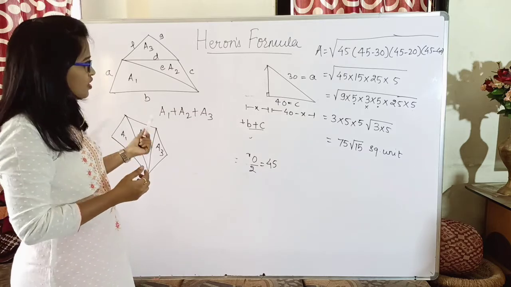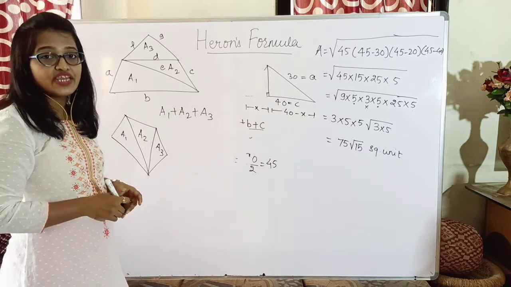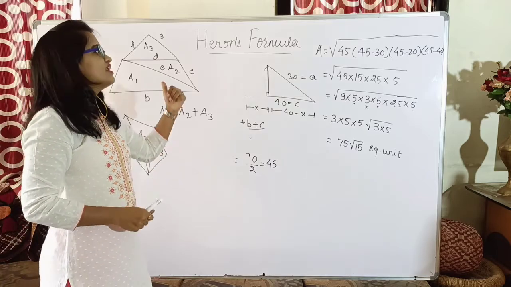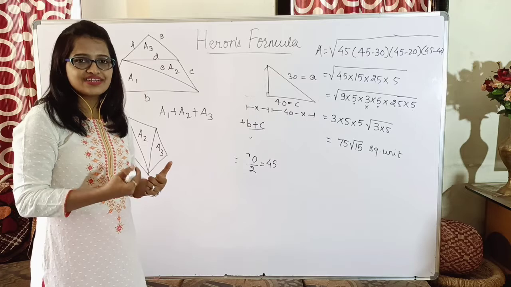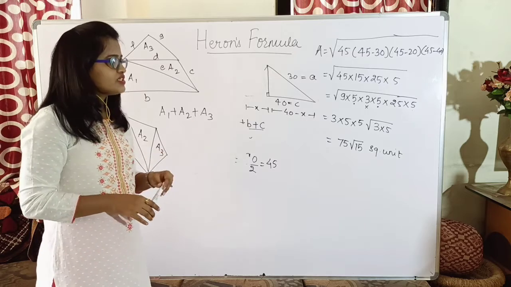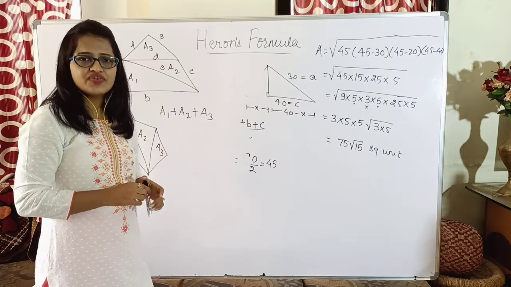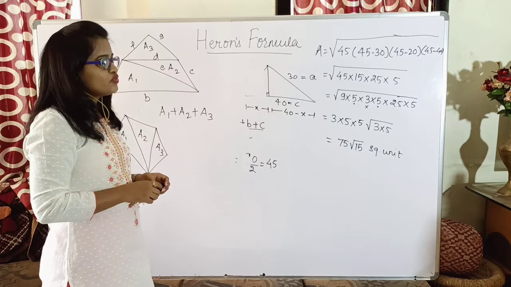Okay, so this is how we can find the area of any irregular polygon with the help of the Heron's formula, provided all the three sides of a triangle are known. So the problems based on this formula are very easy, so we will be looking for that also.